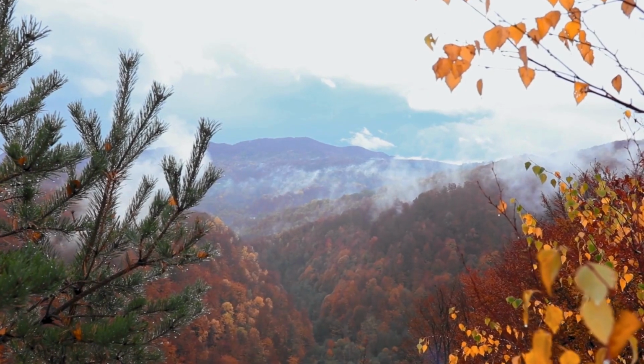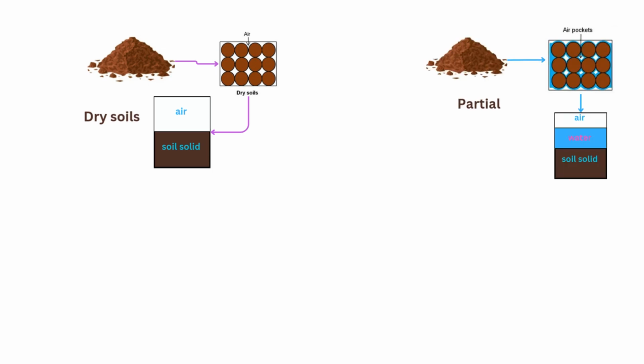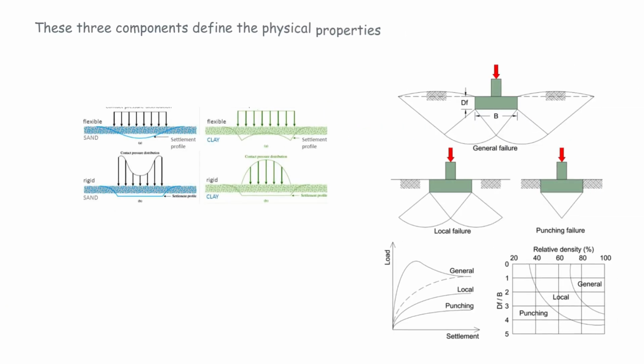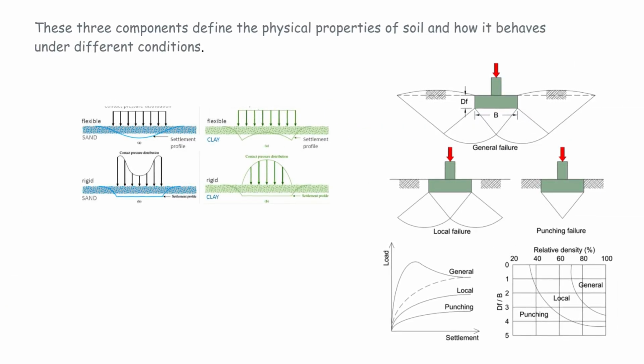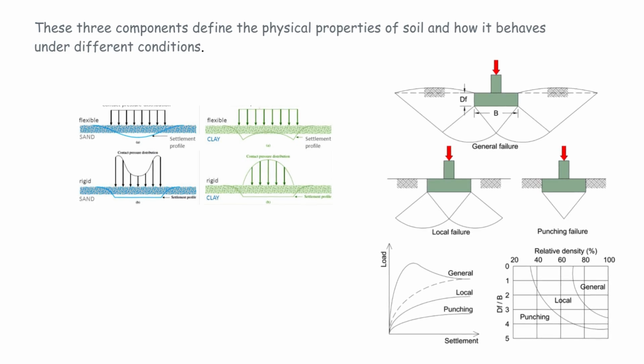Depending on environmental conditions, soil can be dry when voids are filled with air, partially saturated when voids are filled with both air and water, or fully saturated when the voids are completely filled with water. Together, these three components define the physical properties of soil and how it behaves under different conditions.